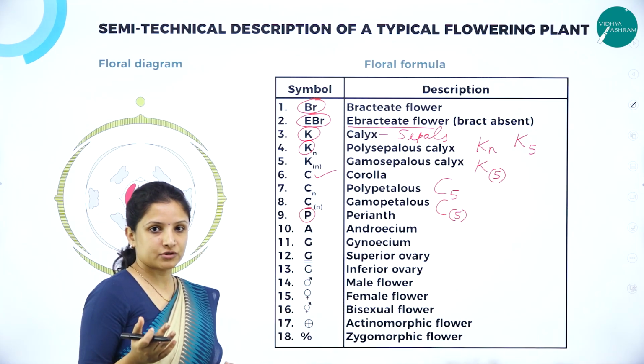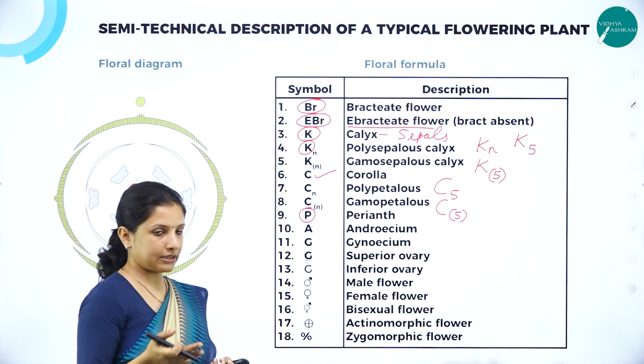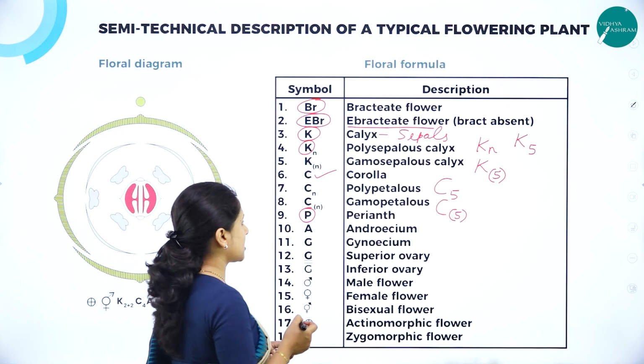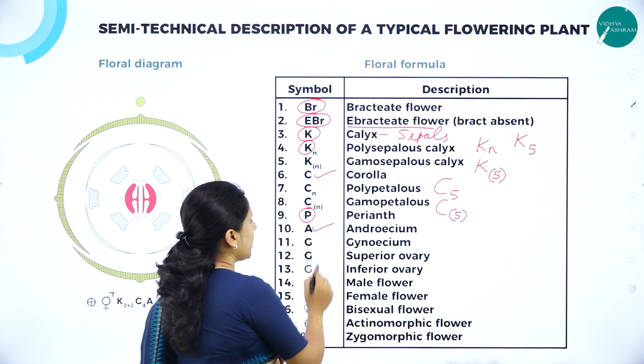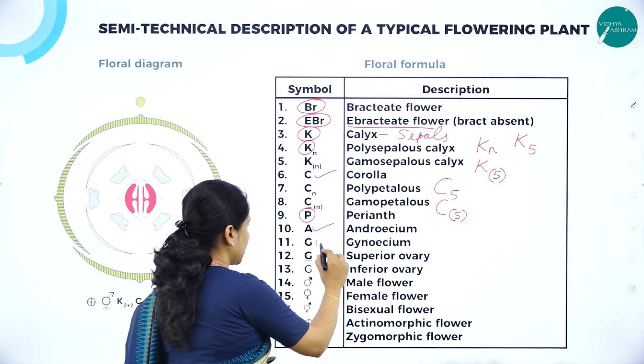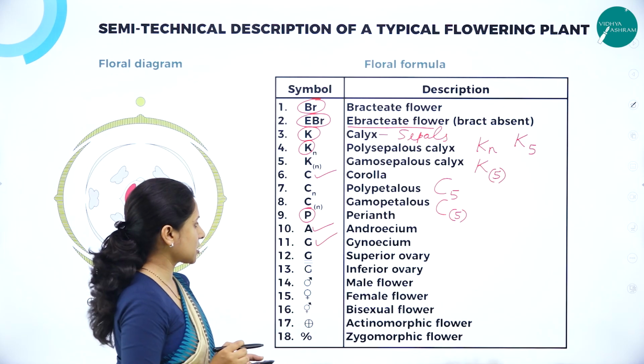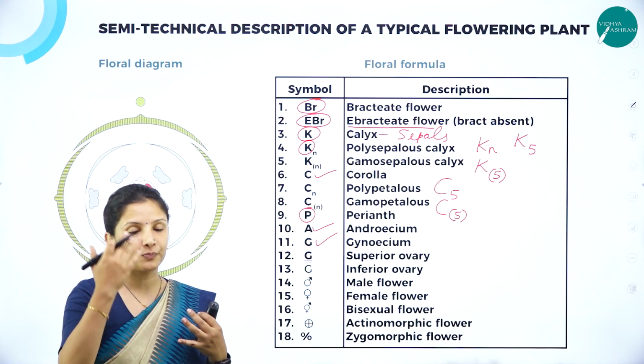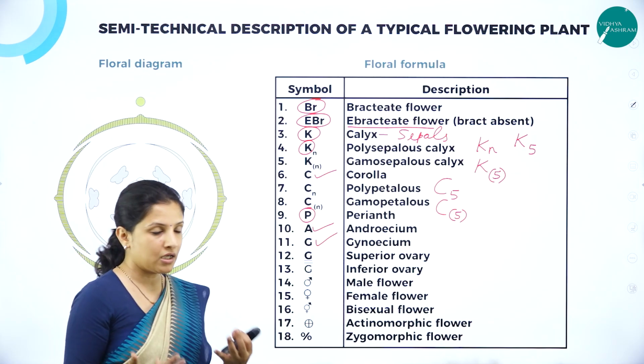Next, inner whorl, inner to the corolla. It is the androecium, which is the male reproductive structure. So it is represented by A. Gynoecium is represented by G, which is the female reproductive structure. Now again, there is something we need to look at, the ovary. Now if the ovary is superior, or the ovary is inferior, what do we write for that?